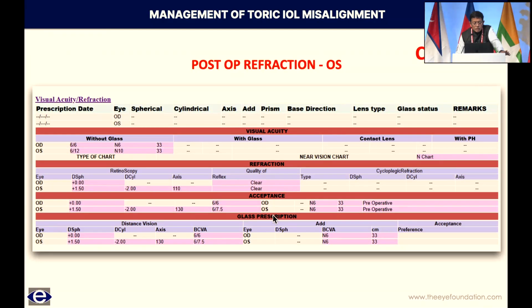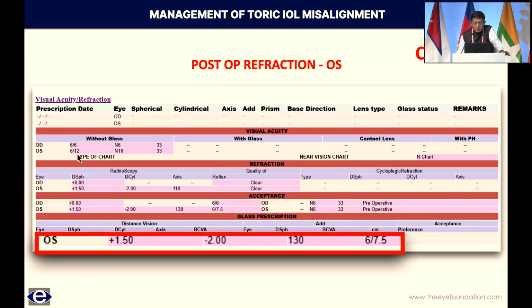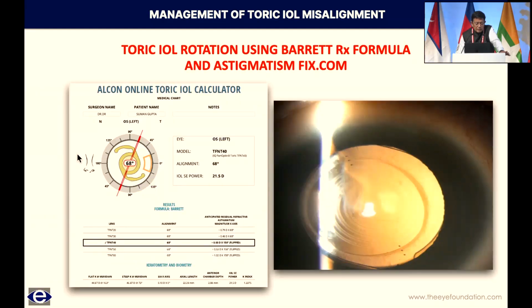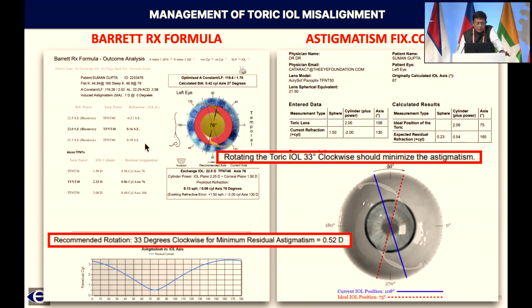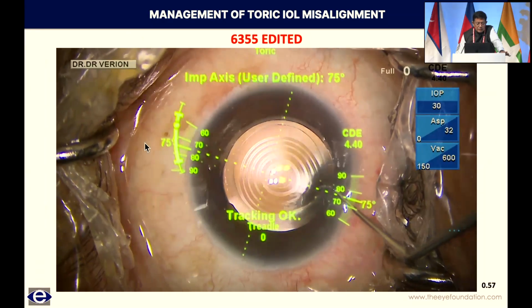And when you have a situation like this, is what I was alluding to, 1.5 diopters with minus 2 diopters of cylinder, and the uncorrected visual acuity is 6/12, obviously a very dissatisfied patient, and she had received, I think, a continuous range of vision toric intraocular lens. This is what you see over here. So basically there was a significant misalignment, and this is just to show you that the Barrett RX formula and the astigmatismfix.com almost function equally well in both these cases. Both of them show that there should be almost a 33-degree misalignment which has occurred, and obviously this needs to be taken care of, and this is exactly what we do.